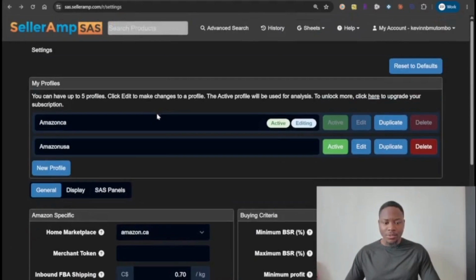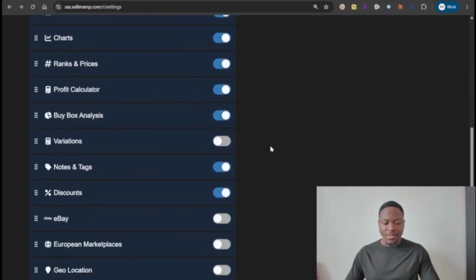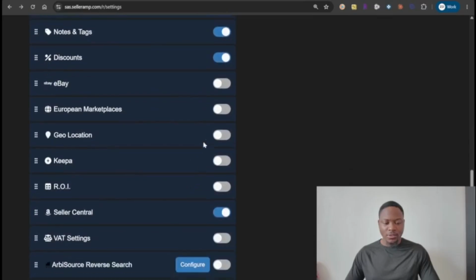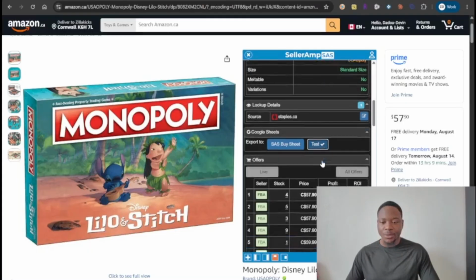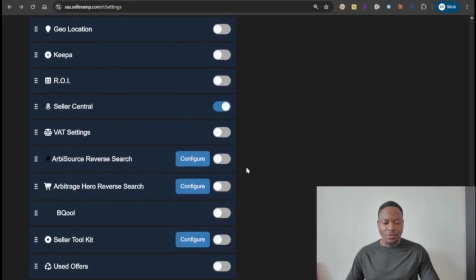So let me go back in here, and now we're going to go back once again to SAS panel. So this is all of the settings that I have turned on here. All of these I didn't turn on because it doesn't really matter. Like we don't sell in European marketplace, geolocation, Keepa Plus. There's already a Keepa chart integrated in here, so that does not matter. Seller Central, you want to have that turned on, and then all of this other stuff doesn't really matter in here.